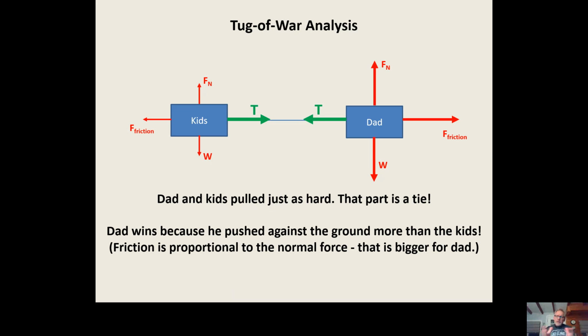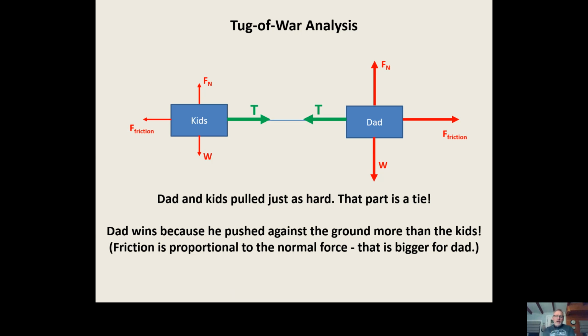Gravity's pulling down on them. I'm clumping the kids together. Gravity's acting on them. That's W down. The kids are not going through the surface of the earth, so we got the normal force up. Okay? We have the tension in the rope pulling to the right. That's what Dad's doing. Dad's pulling on the rope, which is pulling on the kids. And you have friction because the kids are pushing against the ground. The ground is not frictionless. So the kids are pushing against the ground. They're leaning back, trying to pull Dad toward them.